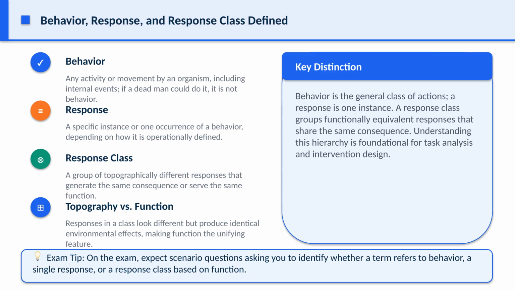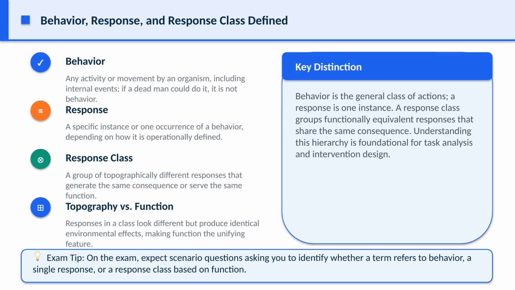Let's break down 3 foundational terms you'll see on the exam: behavior, response, and response class. Behavior is any living thing's activity, including private events like thinking. If a dead man could do it, it isn't behavior. A response is one specific instance of that behavior, defined clearly so you can count it. A response class, however, groups together topographically different responses that all produce the same effect.